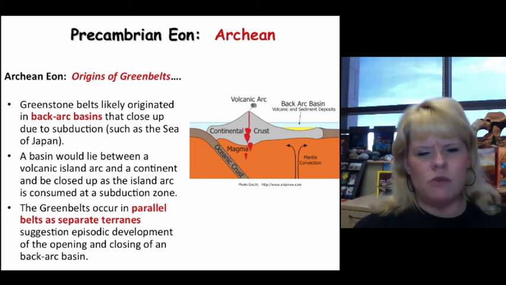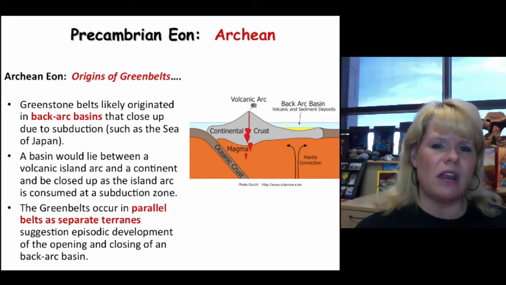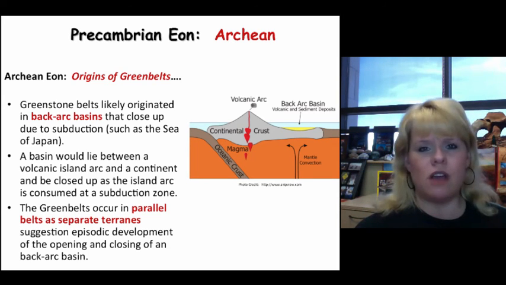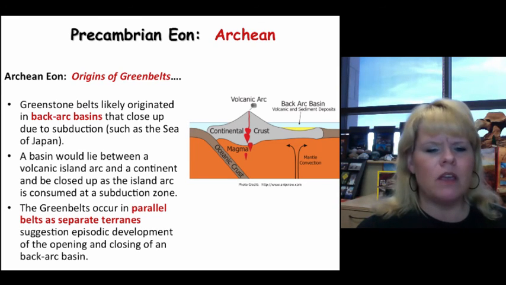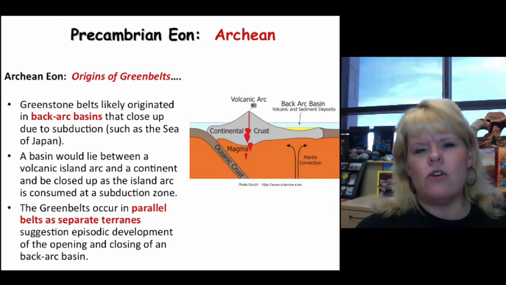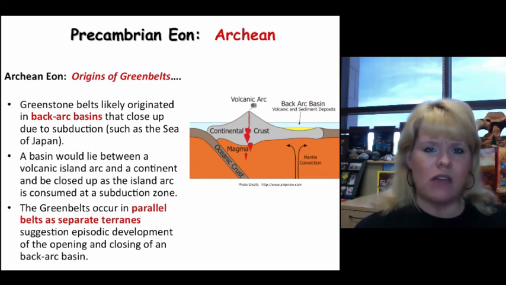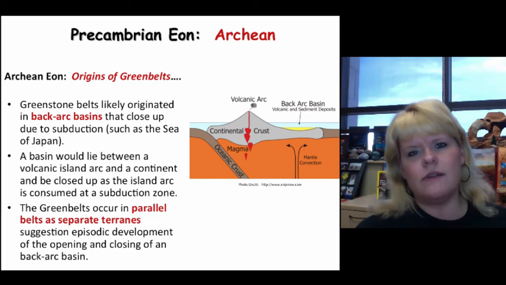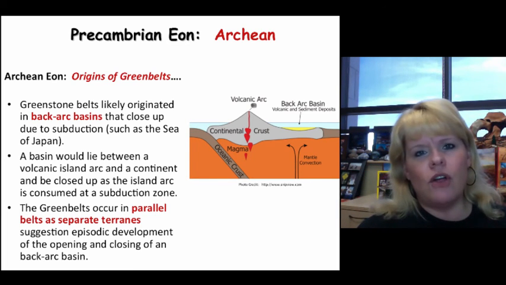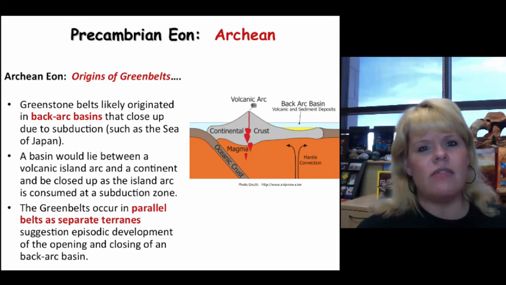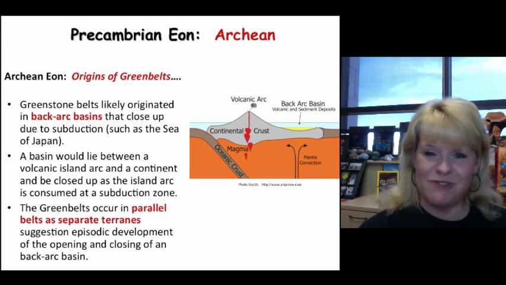So a basin would lie between the volcanic arc and the continent and be closed up as the volcanic arc is consumed at the subduction zone, and some of it accretes onto the continent. So greenstone belts appear in parallel layers, representing accretion events along the edge of a continent. Greenstone belts are very special to the Archean, and they are associated with Archean geology, so keep that in mind for your test.